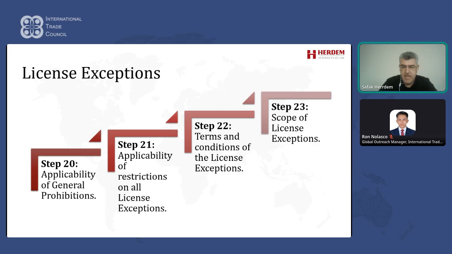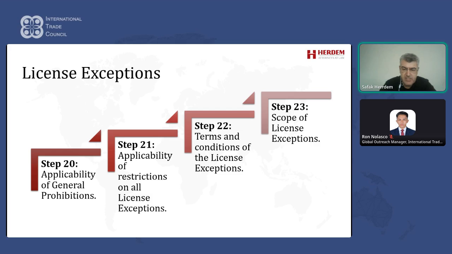Step 20 is the applicability of the general provisions. In step 20, it should be determined if any of the general provisions described in the ER apply to the subject export or re-export. And step 21 is the applicability of the restrictions on all license exceptions. In step 21, it should be determined if any restrictions in the ER apply to export and re-export transactions. Step 22 is the terms and conditions of the license exceptions. If none of the restrictions in the ER applies, in step 22, each of the license exceptions should be reviewed to see if any of them authorize the export and the re-export.